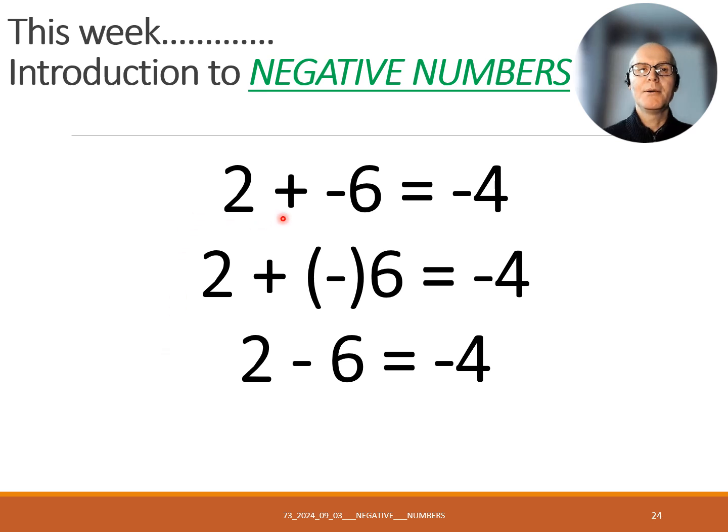Positive 2 plus negative 6 equals negative 4. Adding a negative changes to a subtraction. 2 subtract 6 equals negative 4. An add and a negative changes to a subtraction.